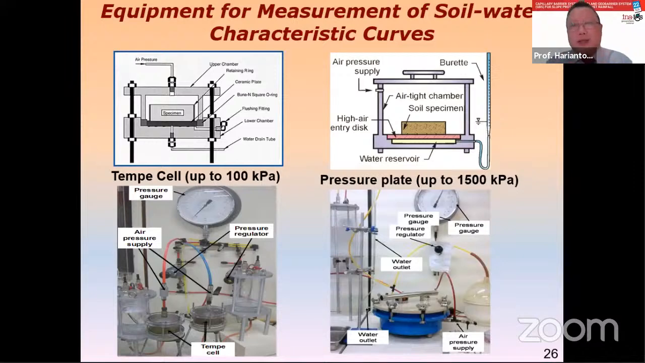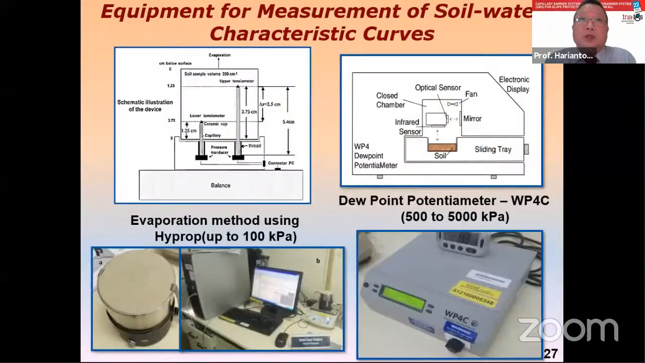That is why many of these devices were originally developed by the soil science or agriculture people, then we adopted them into geotechnical engineering. All those are presented in the book that we already published. The other method is using evaporation. Let the soil evaporate and measure the amount of suction inside the soil, and from there we can get the water characteristic curve. Or we measure the relative humidity. The drier the soil, the lower the relative humidity. Let's measure the relative humidity of that soil, and we use this dew point potentiometer, or WP4C.